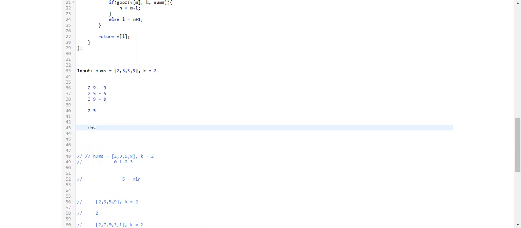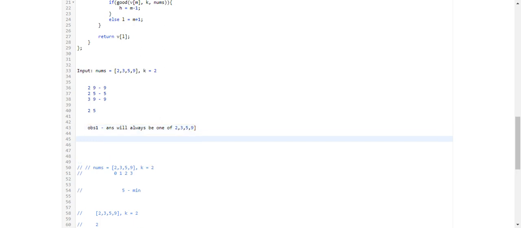Observation one is that the binary search would be over these values, because your answer will always be one of these numbers, 2 5 2 3 5 9. Why? Because these are the houses that you can pick, and you have to pick two houses. Which two houses you pick, we'll see. So basically these numbers I'm representing by their index. Let me quickly write indexing over these points. This is my zero index, this is 1 2 3 4.